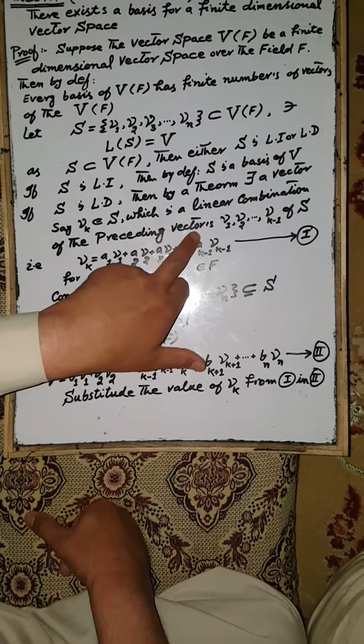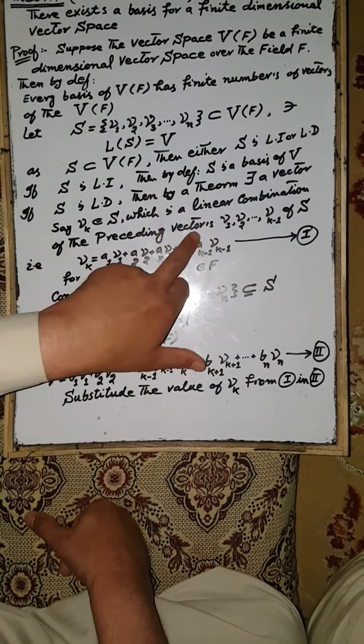That is, the linear combination of the elements v1, v2, v3 up to vk minus 1 gives the vector vk of the set S, where a1, a2, a3 up to ak minus 1 are scalars. Now consider the set S1 containing the elements v1, v2 and so on up to vk minus 1, vk plus 1 up to so on vn.